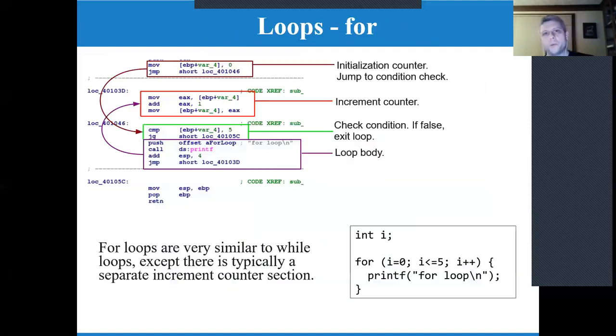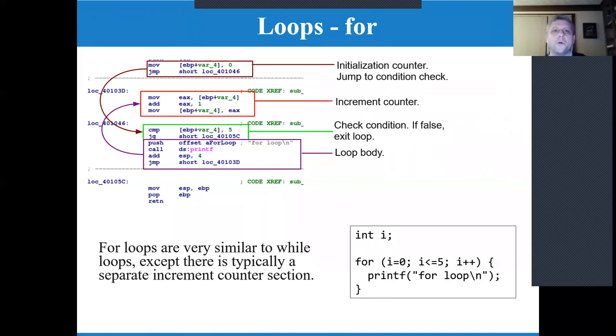So that was while loops. So let's talk about for loops. For loops are very similar to while loops, except they typically have their increment counter section as separate. So in the lower right corner, again, we have a very simple for loop doing the same thing. It's just going from 0 to 5, incrementing by 1 each time.